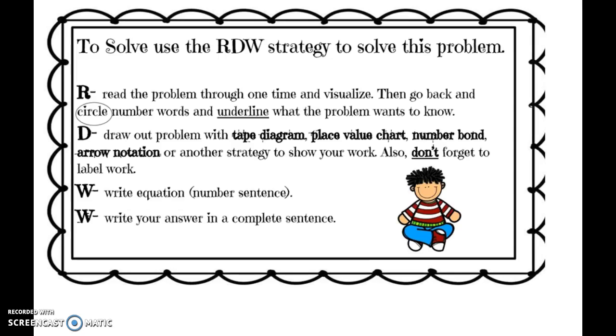To solve, we're going to use the RDW strategy. First, we will read the problem through one time and visualize. Then go back and circle number words and underline what the problem wants to know. Next, we're going to draw out the problem with a tape diagram, place value chart, a number bond, arrow notation, or another strategy to show your work. Also, don't forget to label. Then we write an equation or number sentence for our problem. Finally, we write our answer in a complete sentence.